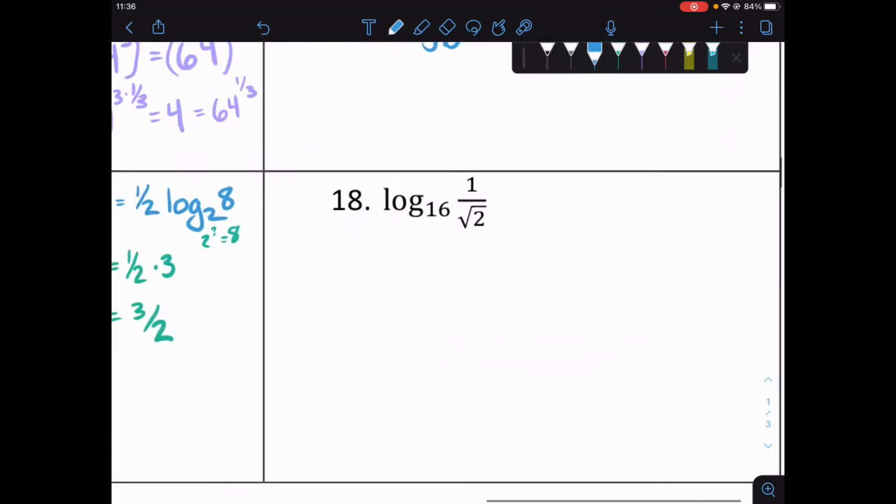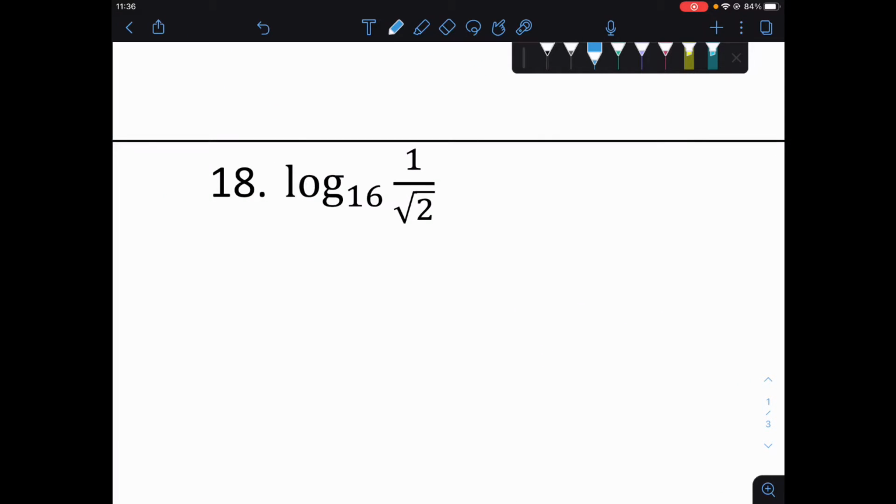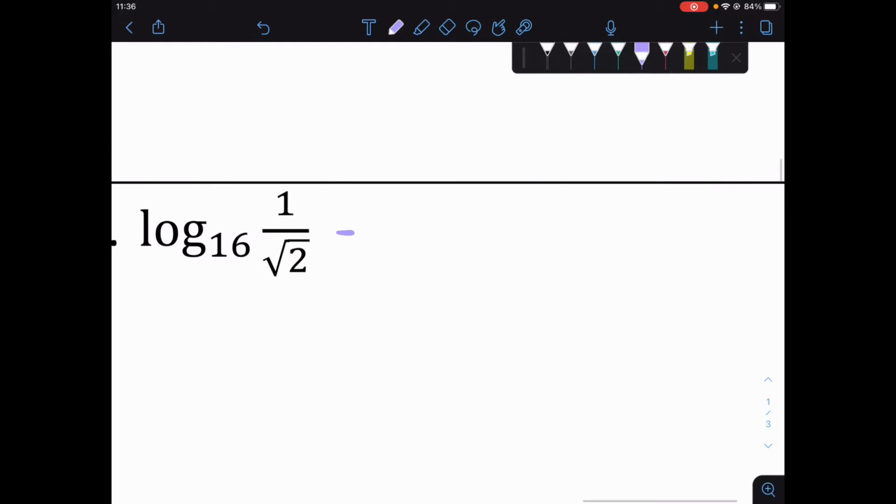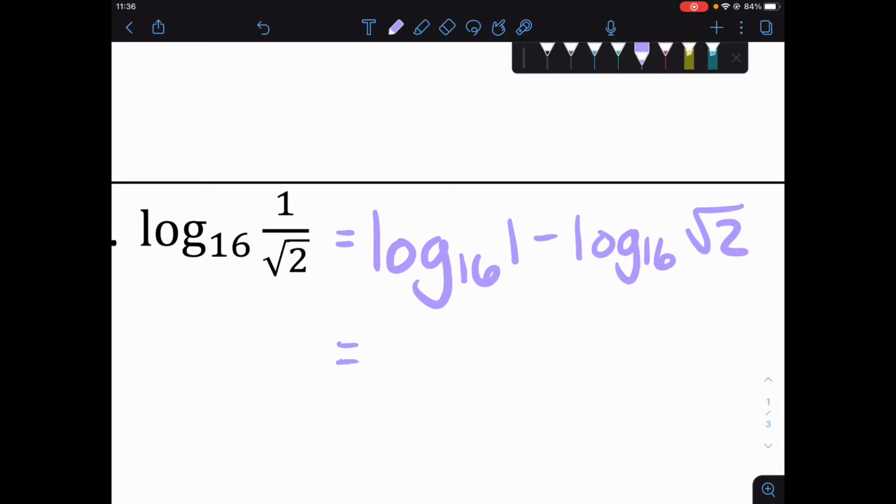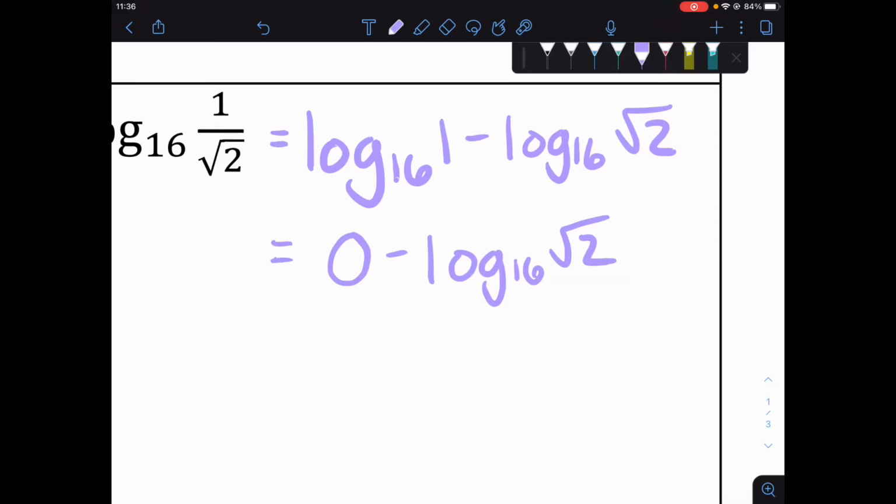All right, so our last one, we've got log base 16 of 1 over root 2. So our 1 over, we should be comfortable now, is going to be negative, just to reinforce that. That's because we've got log base 16 of 1 minus log base 16 of root 2. And right now we should be pretty comfortable with log base 16 of 1 is 0. So that's where that negative comes from. We're going to rewrite that root as a 1/2. So we've got negative log base 16 of 2 to the 1/2.